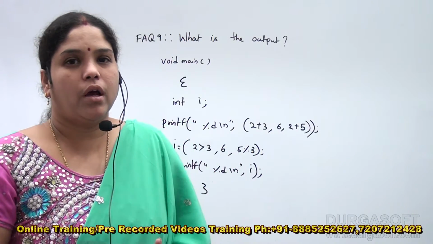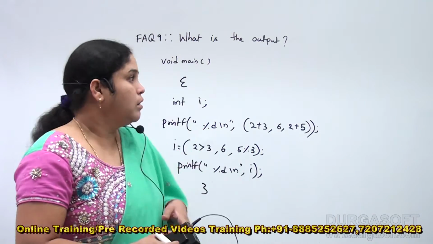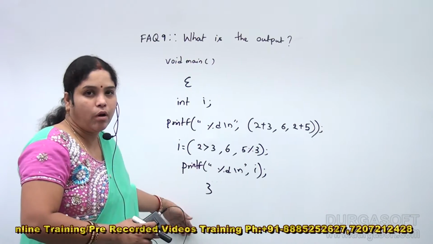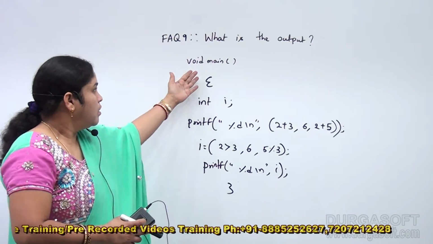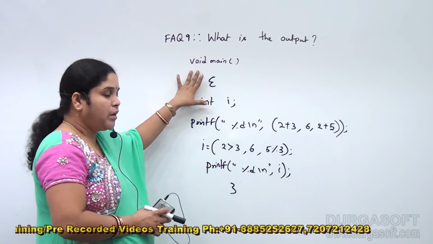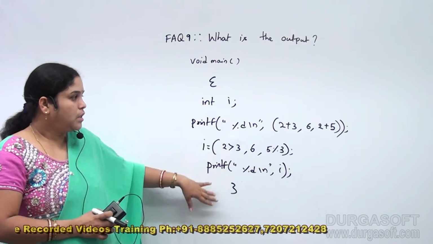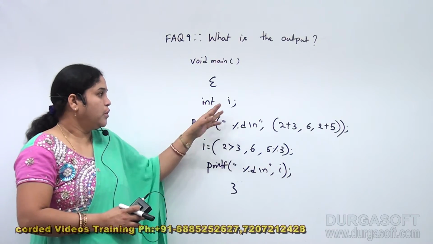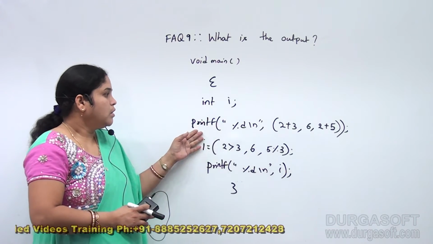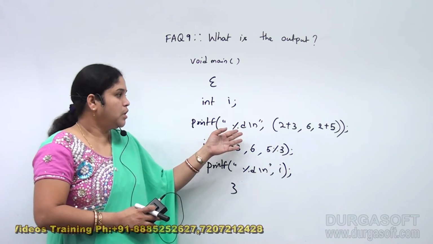The next program, FAQ9. What is the output of the following program? Declare header files, main function. Within the main function, declare the statements. So see here, int i, you define one variable i. printf %d, read the value.